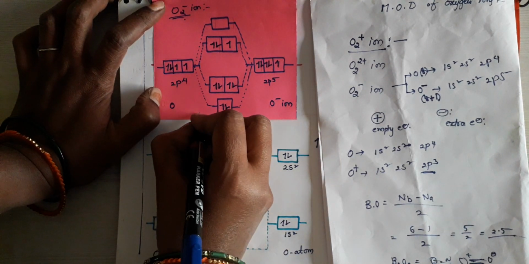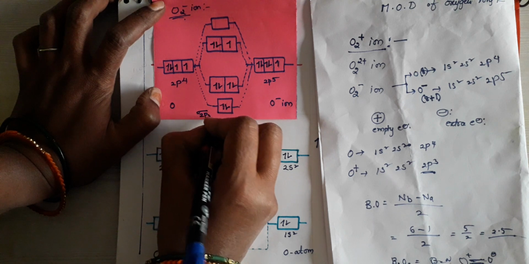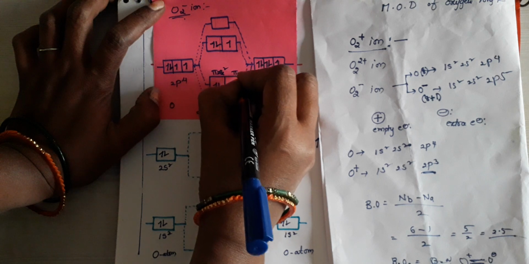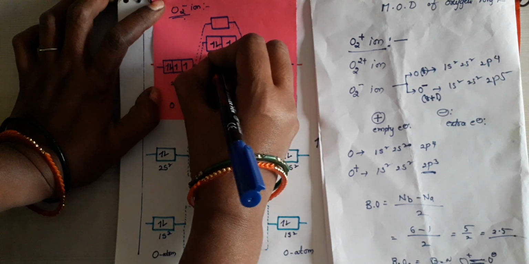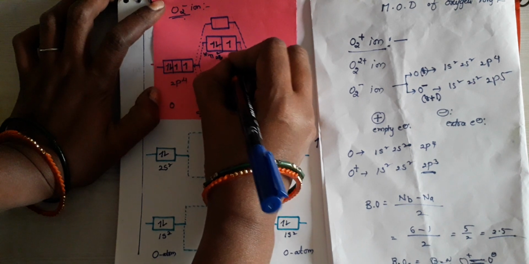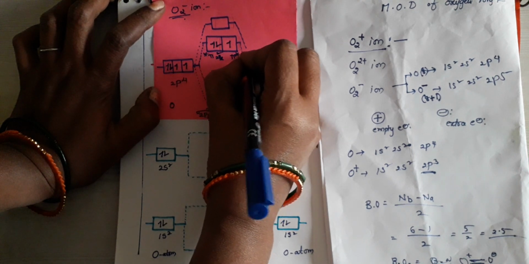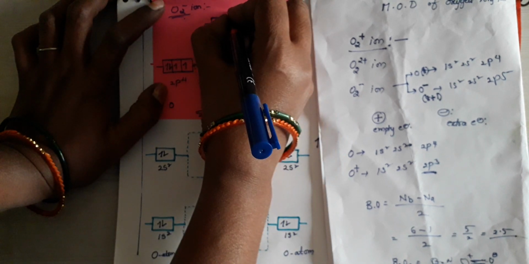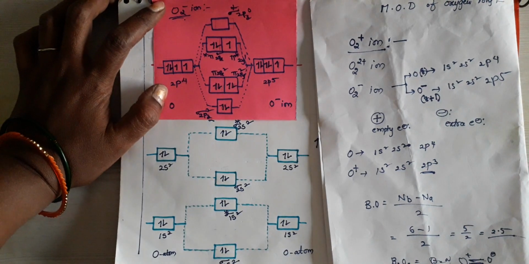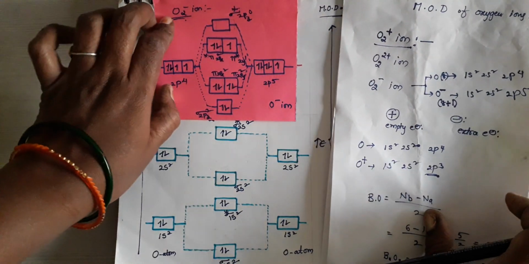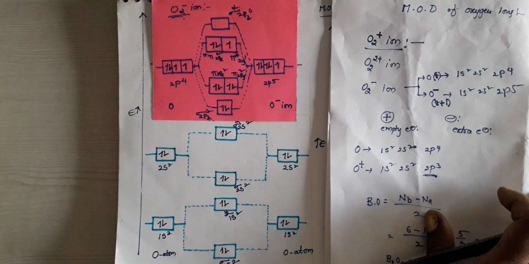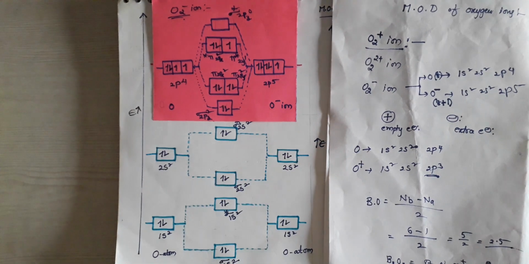Okay, so again, what is that? Sigma 2p z square, here pi 2p x square, here pi 2p y square, here pi star 2p x square, here pi star 2p y power 1, and sigma star 2p z 0. Okay, so same as for O2 plus, we have to write the properties for O2 minus.